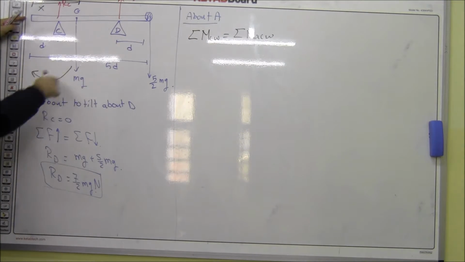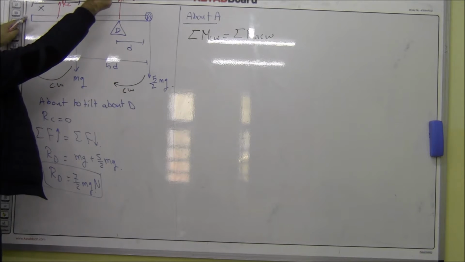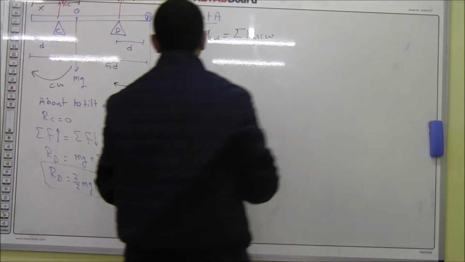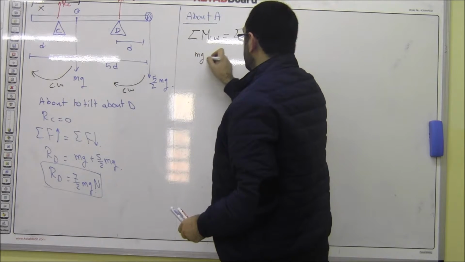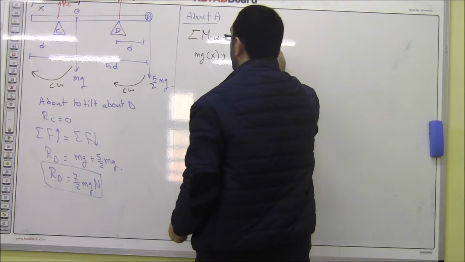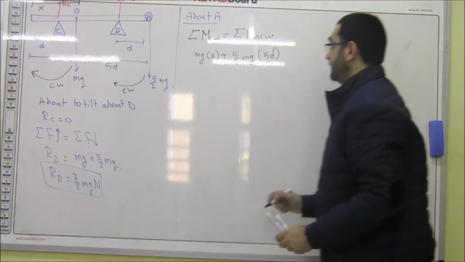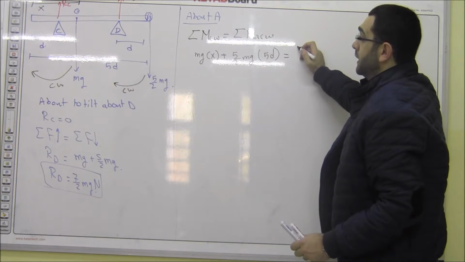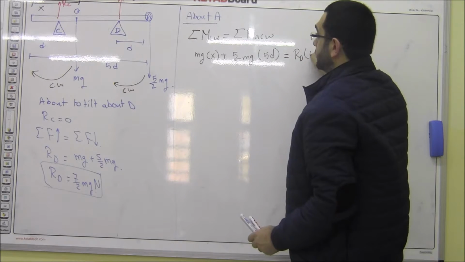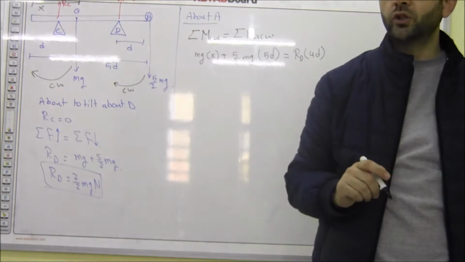Okay, what do we have about A? This one is clockwise, this one is clockwise. RD is anti-clockwise. RC is 0, right? So clockwise moments: mg times x plus 5 over 2 mg times 5d, total length is 5d, equals RD times 4d. Any question?